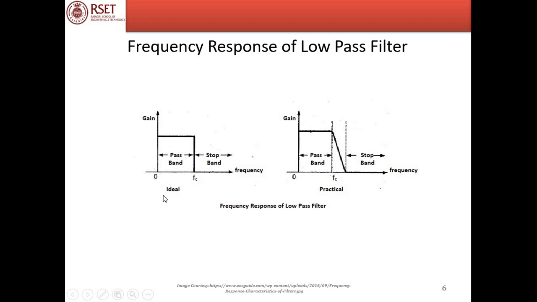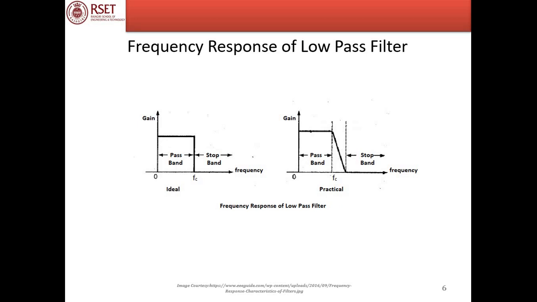One is that of an ideal low pass filter and the second is that of a practical low pass filter. We can see in the case of an ideal low pass filter that signals with frequencies lesser than the cutoff frequency Fc have a gain and are passed through, while signals with frequencies greater than Fc are not allowed to pass through. That is, it is suppressed. This region where the signal is allowed to pass is called the pass band, and the region where there is no signal or the signal is cut off is called the stop band.